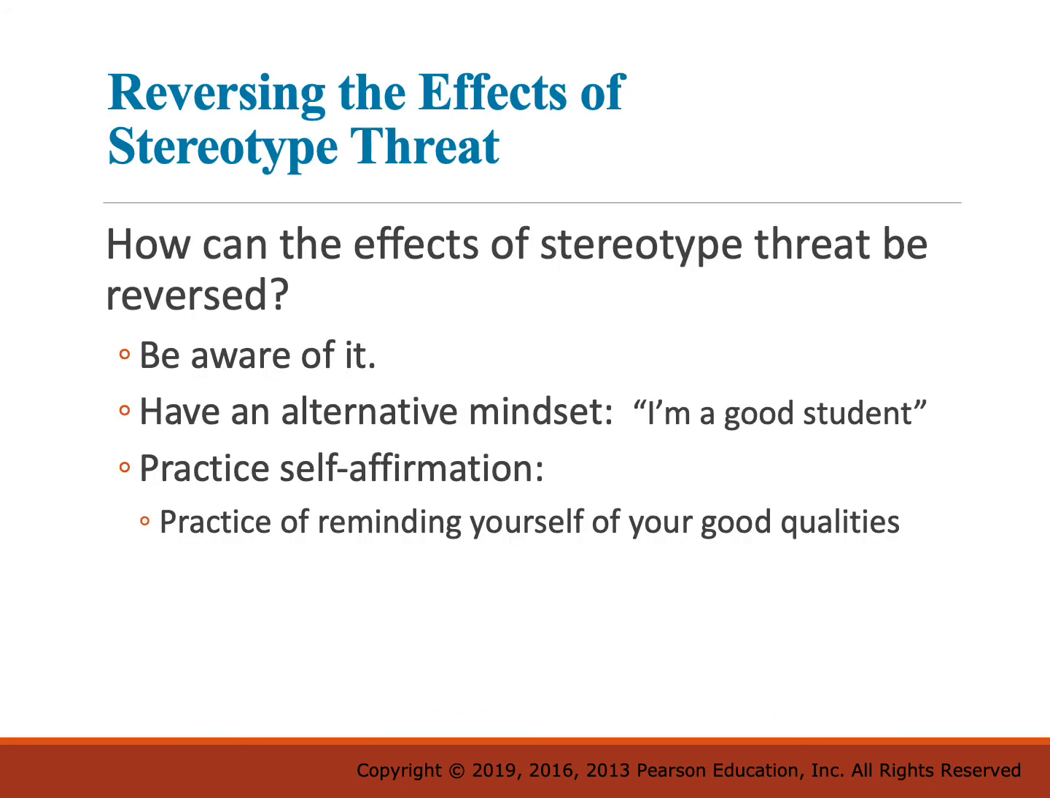So how can we reverse the effects of stereotype threat? How can we not let this affect us? Well, first of all, knowledge is power. If we're aware of it, that's going to help a lot. We can focus on having an alternative mindset and think, hey, I'm a good student and I know this stuff. And we can practice self-affirmation, reminding ourselves of our good qualities. So you can reverse the effects of stereotype threat.